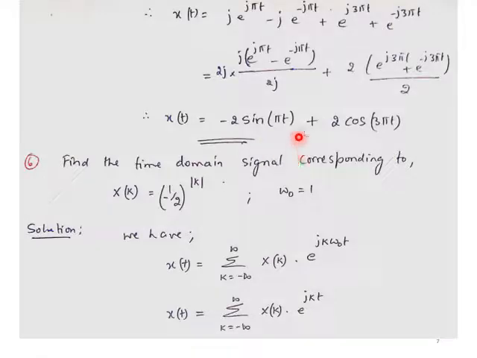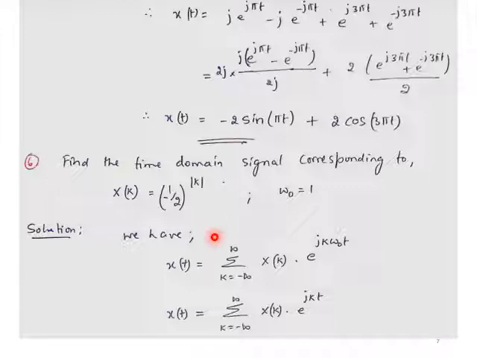So the next problem statement is one more problem where x of k is again given, and I need to identify x of t. Find the time domain signal corresponding to x of k equal to minus half to the power magnitude of k, where omega naught is equal to 1. So I just have to find x of t, and I'll directly take the x of t value.